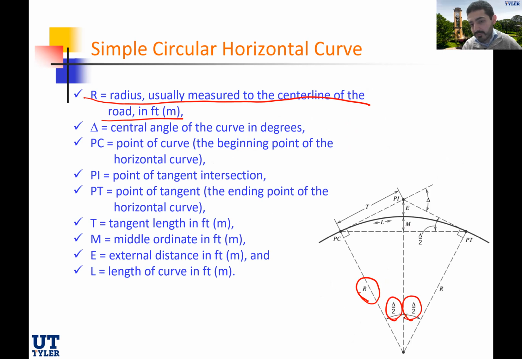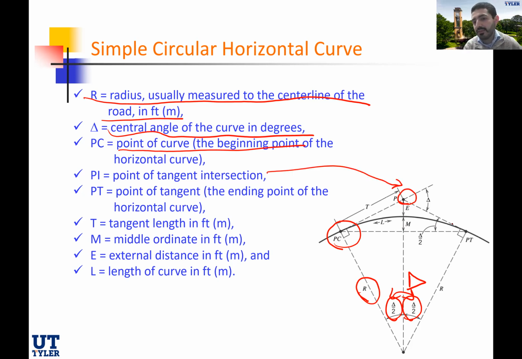And then we have delta. Delta over 2, if you sum up these two, we're going to have the big delta, which is the center angle of the curve in degrees. And then PC, the beginning of the curvature, or technically we call it the point of curve, PC. It's the beginning point of the horizontal curve. And then we have PI right here, the point of intersection where the two tangents are meeting. And the PT, the point of tangent, which is the end point of the horizontal curve.